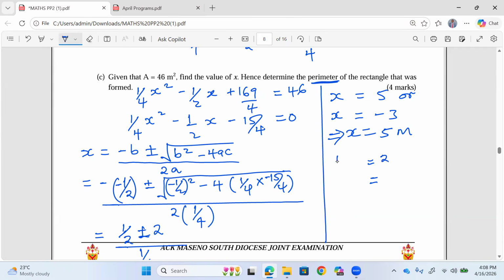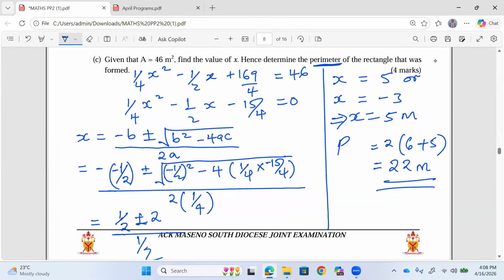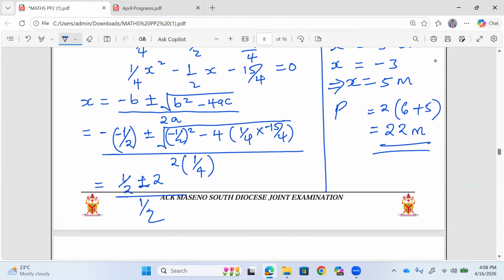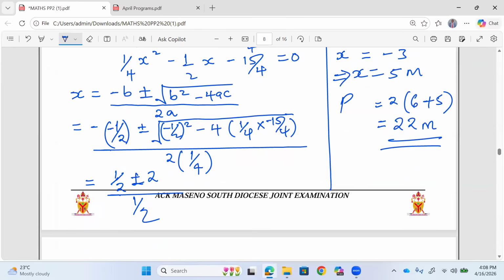Perimeter equals 2 into 6 plus 5. So this is 11 by 2. So the perimeter is going to be exactly 22. Exactly 22. If you're learning something, please type, I am learning.